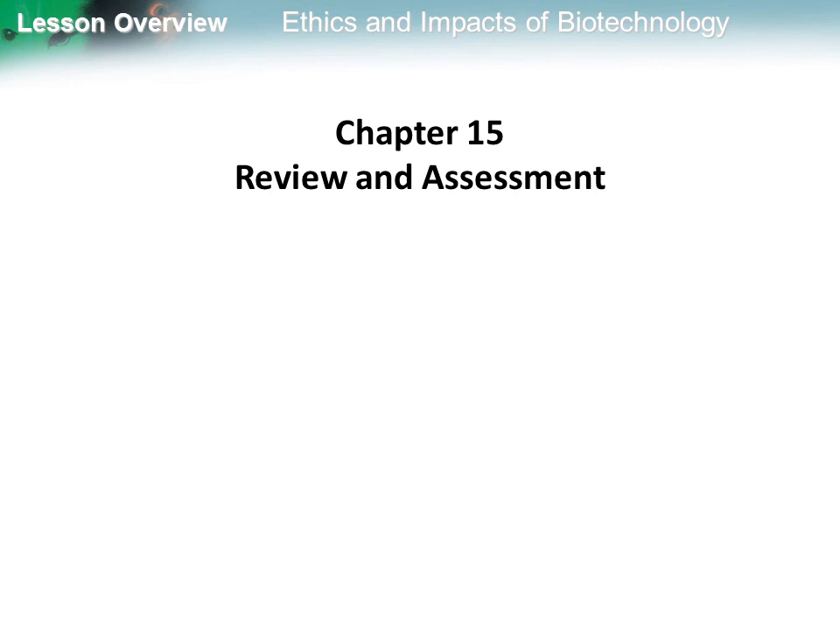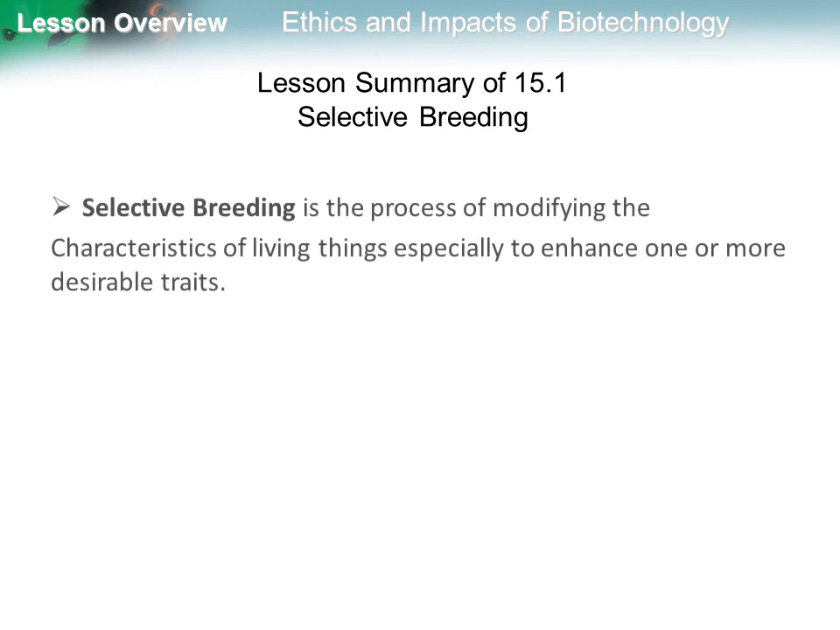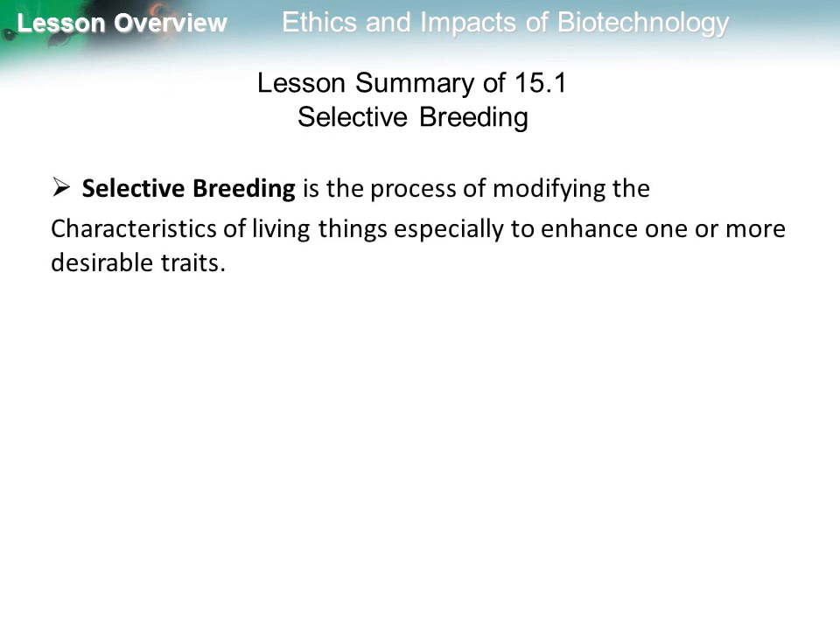Students, you can find this lesson on your textbook pages 442 to 445. Well, let's get started with this short summary of Chapter 15, Lesson 1, Selective Breeding. Selective breeding is the process of modifying the characteristics of living things, especially to enhance one or more desirable traits.